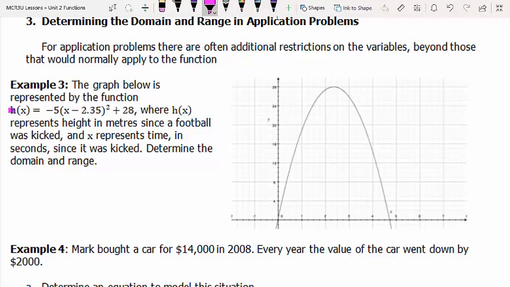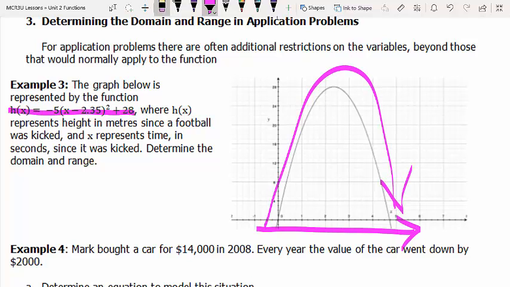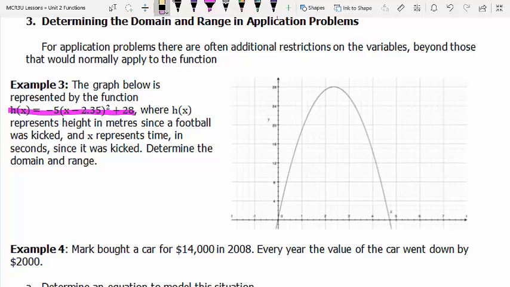So we have a graph of this function where h is the height in meters since a football was kicked and x represents time. As time goes on, this is the path of the football. Okay, let's determine the domain and range. Usually in a quadratic, the domain would be any number, right? x is an element of the real numbers. But because this is an application problem, we know that time cannot be negative. You don't have negative time. The domain for this problem can't incorporate any x value less than 0.